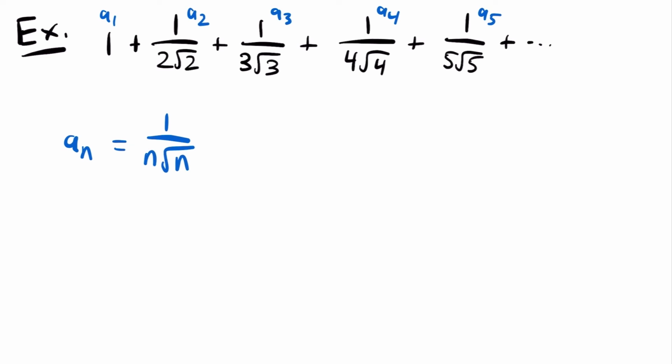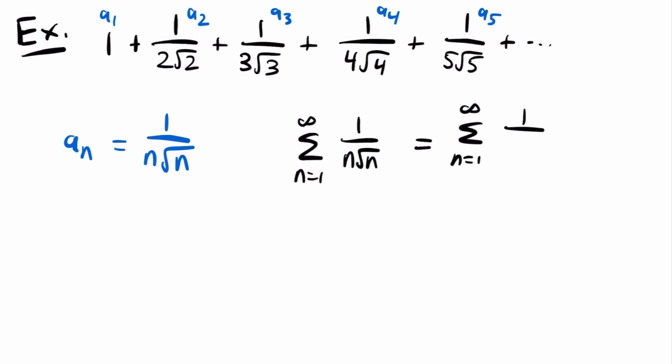Okay? And so our series will be the sum from n equals 1 to infinity of 1 divided by n times the square root of n. Now this doesn't quite look like a p-series in its current state, but we can manipulate it a little bit and then you will see that it is a p-series. And so remember that the square root of n is the same as n to the 1/2 power, so this is equal to the sum from n equals 1 to infinity of 1 divided by n times n to the 1/2 power. And now we can multiply these two values together and add their exponents, right?